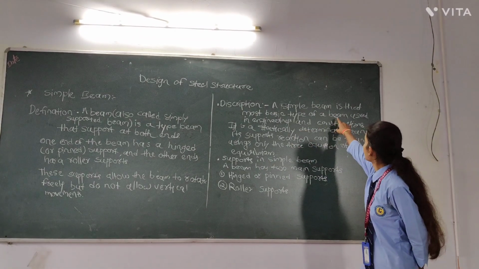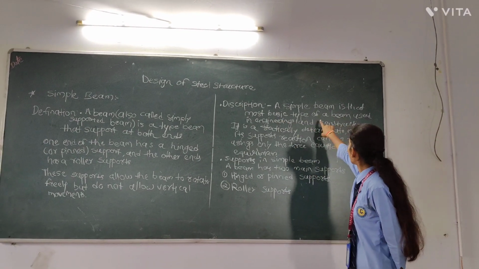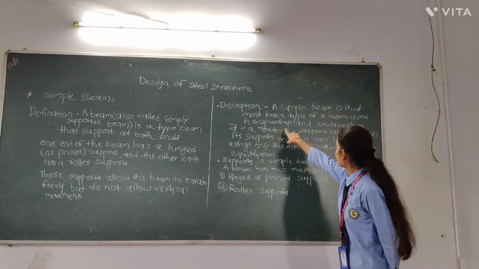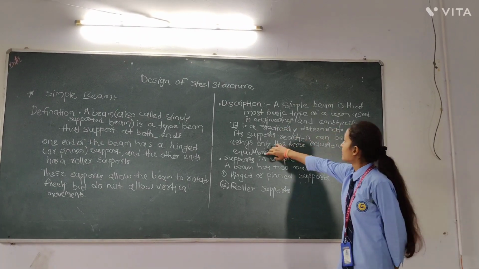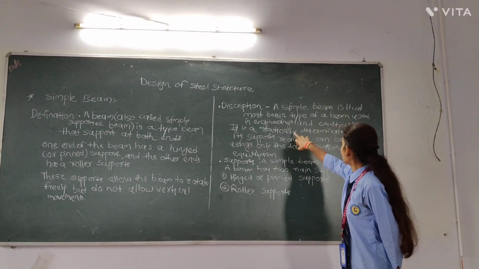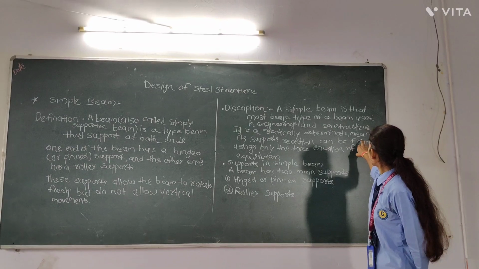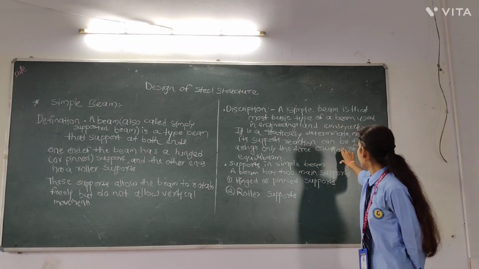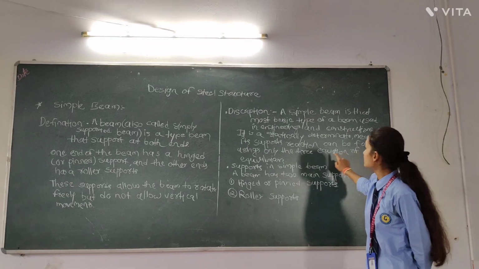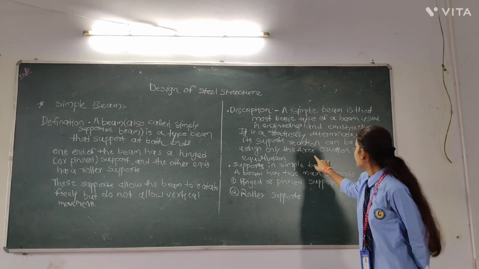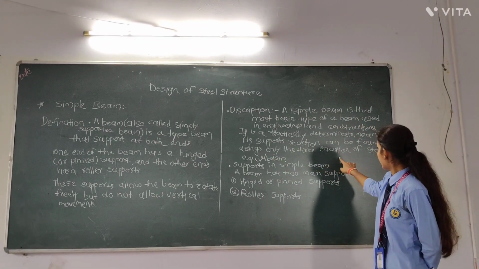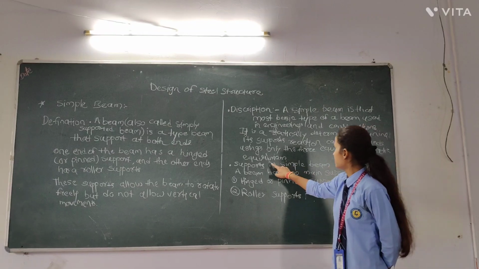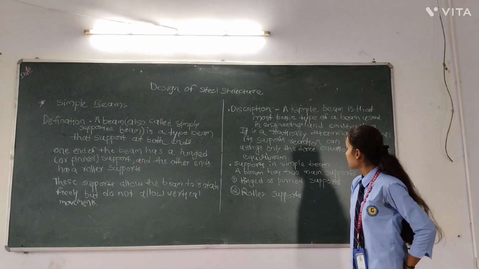Description: a simple beam is the most basic type of beam used in engineering and construction. It is statically determinate, meaning its support reactions can be found using only the three equations of static equilibrium.